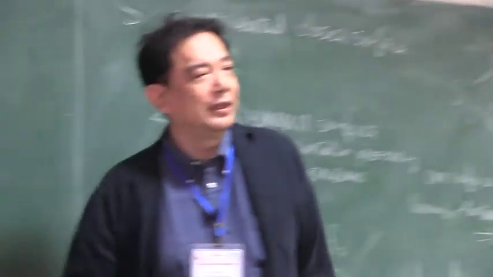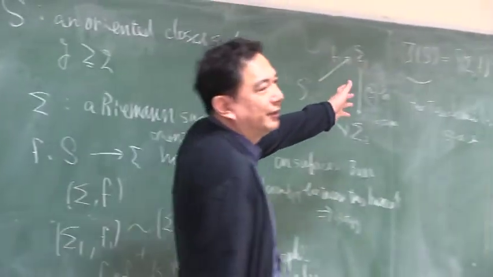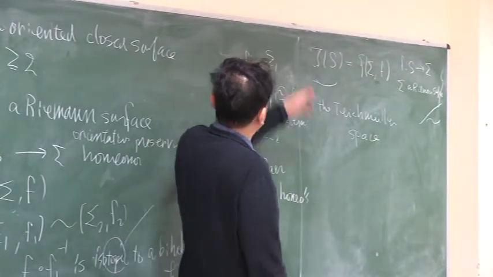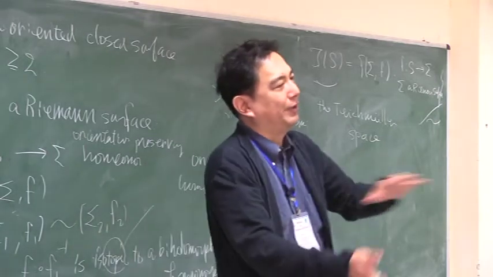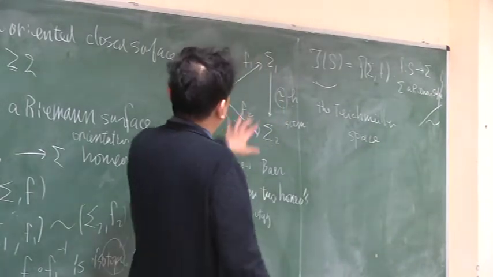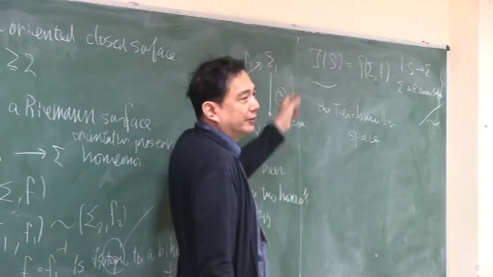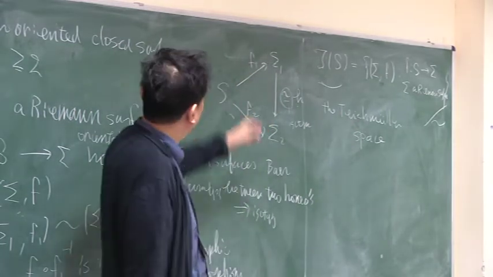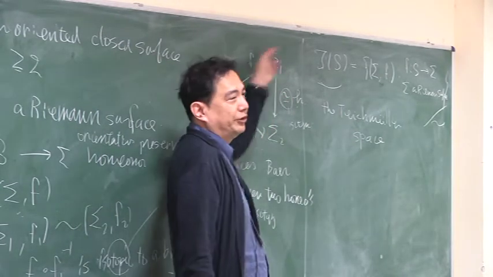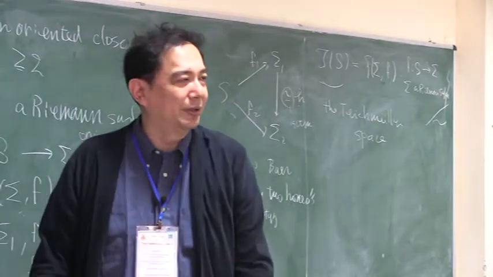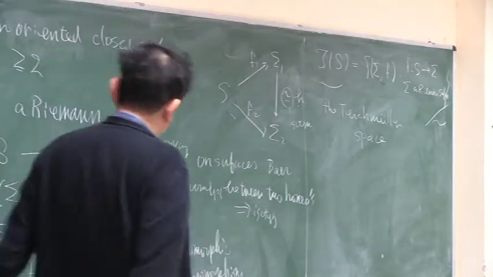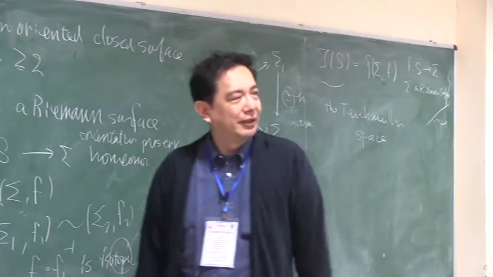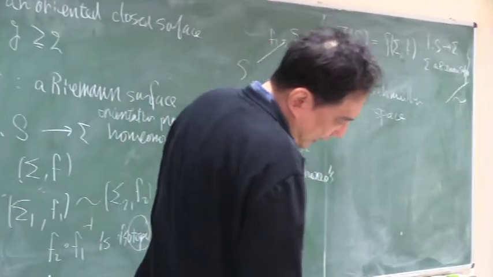Okay. So it's different from the moduli space. When we talk about moduli space, we just identify two structures if there's a biholomorphic automorphism. But here we identify two structures only when this biholomorphic map is homotopic to the composition of the two homeomorphisms. So the relation is kind of milder than that of the moduli space.